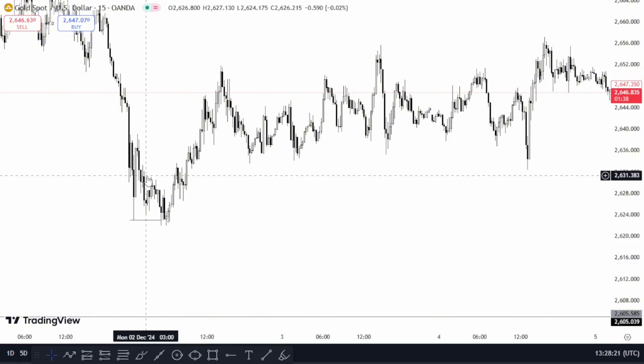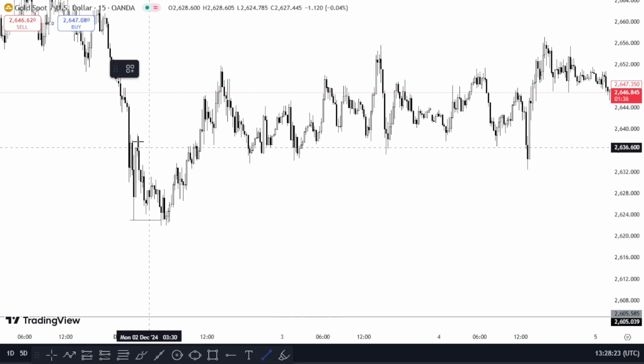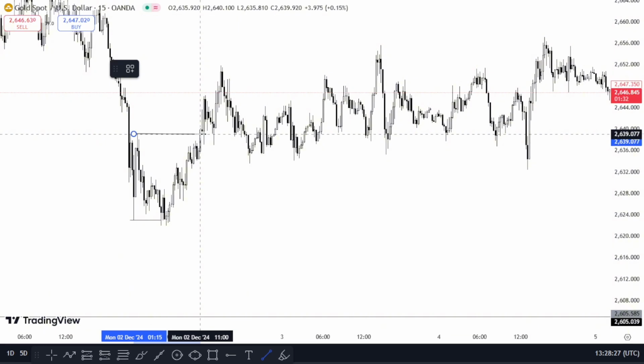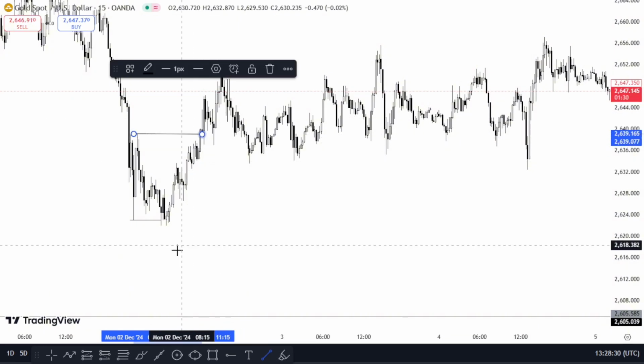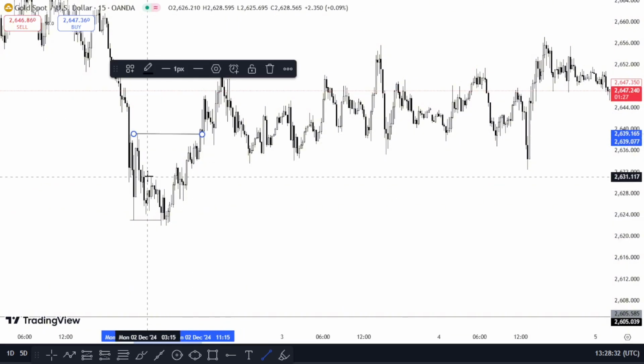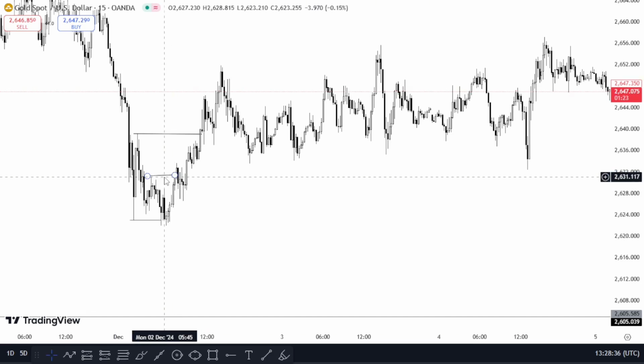We have a break of structure right here. We have a break of structure right there. We also have a sweep and a break of structure right there. Since we have two breaks of structure like that, what am I going to do?